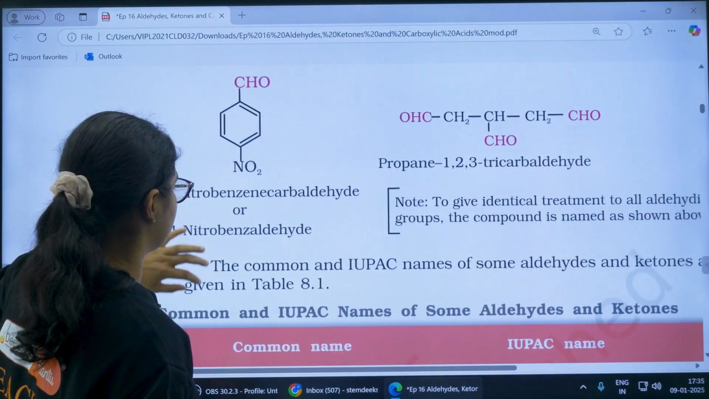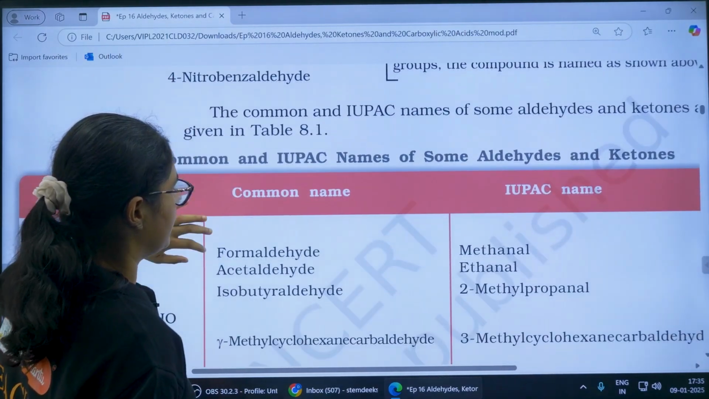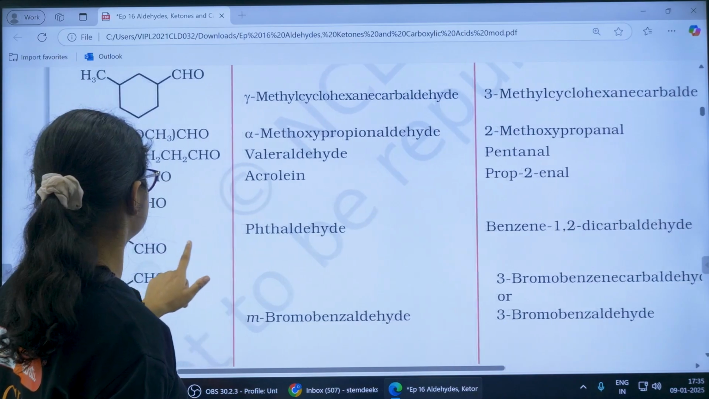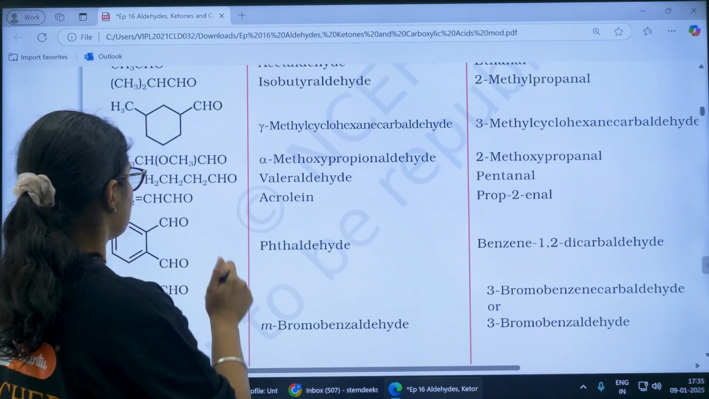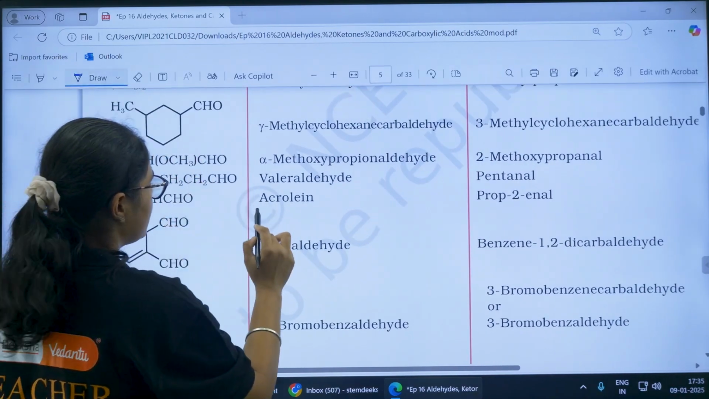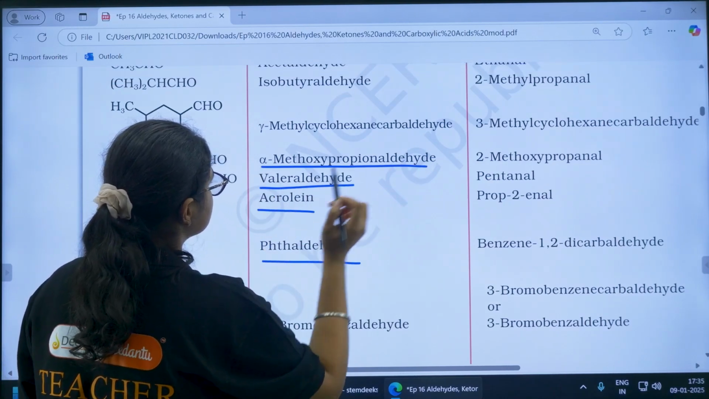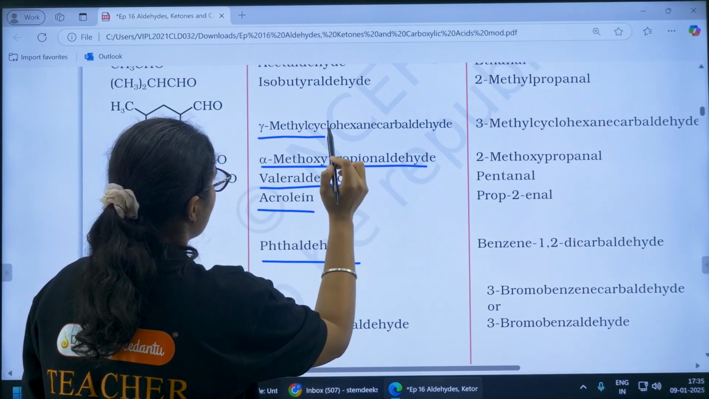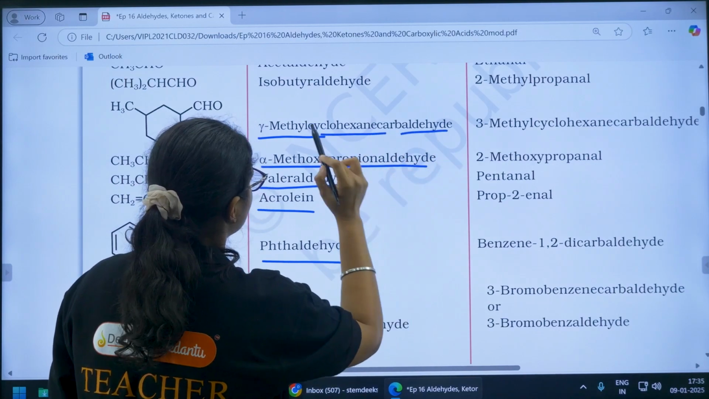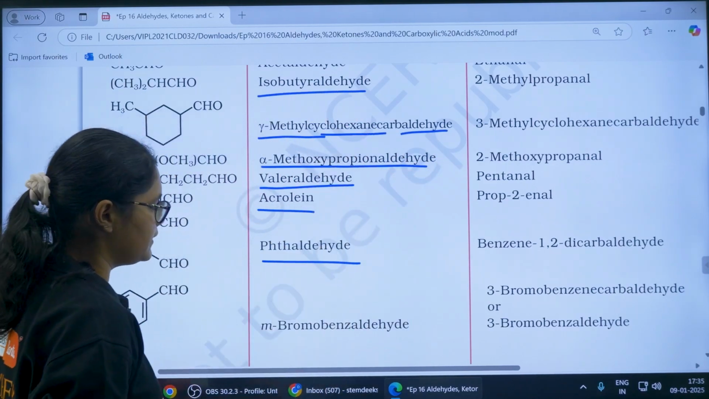Next, these are all aldehydes and ketones with normal nomenclature, do not worry much. Now here I will tell you certain things that you should remember. Common names are again very important: acrolein, veraldehyde, phthaldehyde, alpha-methoxypropionaldehyde, then gamma-methylcyclohexanecarbaldehyde, isobutyraldehyde.